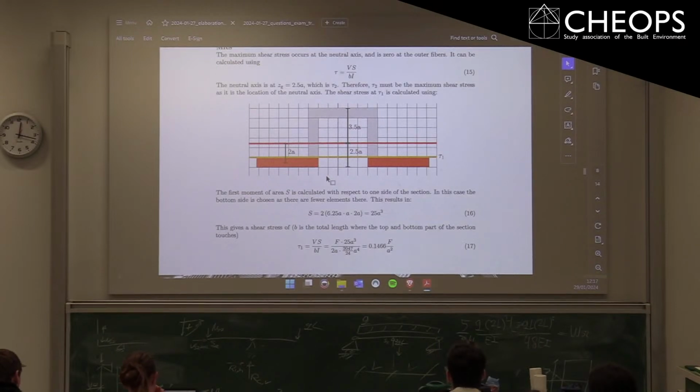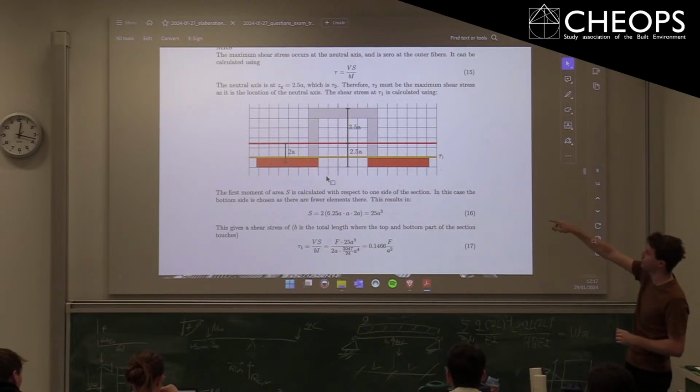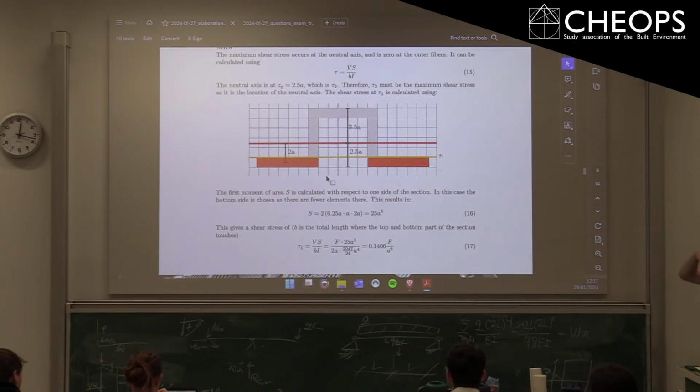Because that's the fewest contributions to your shear stress. Because for the top one, I had to look at, okay, 2 vertical, 1 horizontal. So just choose the side with the fewest amount of members to your cross section. And then it's simply the first moment of area, so not the second one.